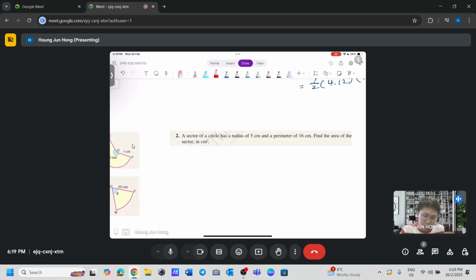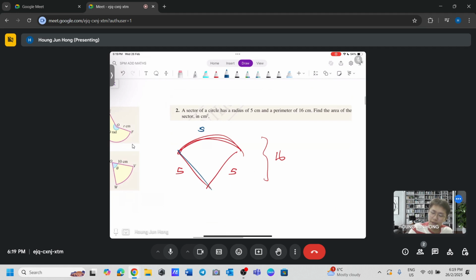Okay, a sector with radius of 5 cm and perimeter 16. Maybe a bit hard, but it's okay. Basically, you have a sector with radius 5 cm, radius 5 cm. The perimeter is the whole thing, which is 16. First of all, this is your S. You have 5 and 5 and this, so you can find S first. Perimeter is 16, so that means S is 6.